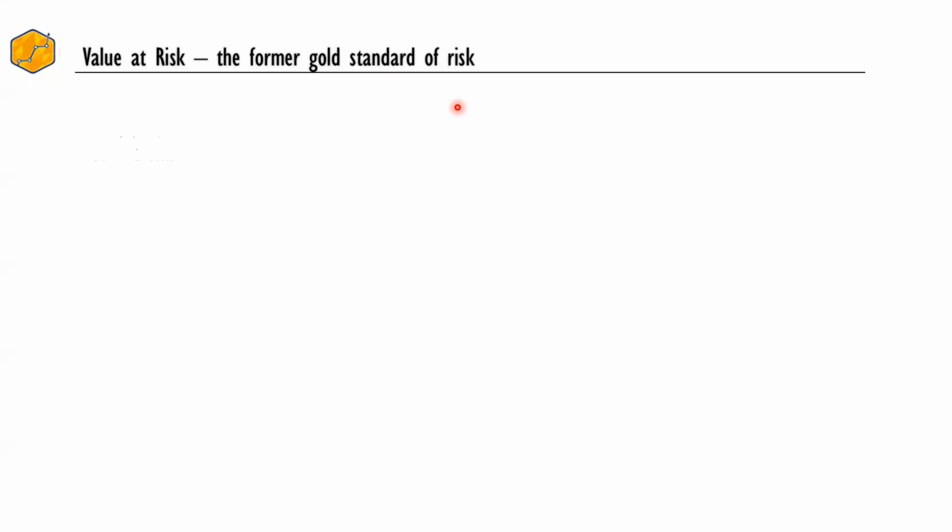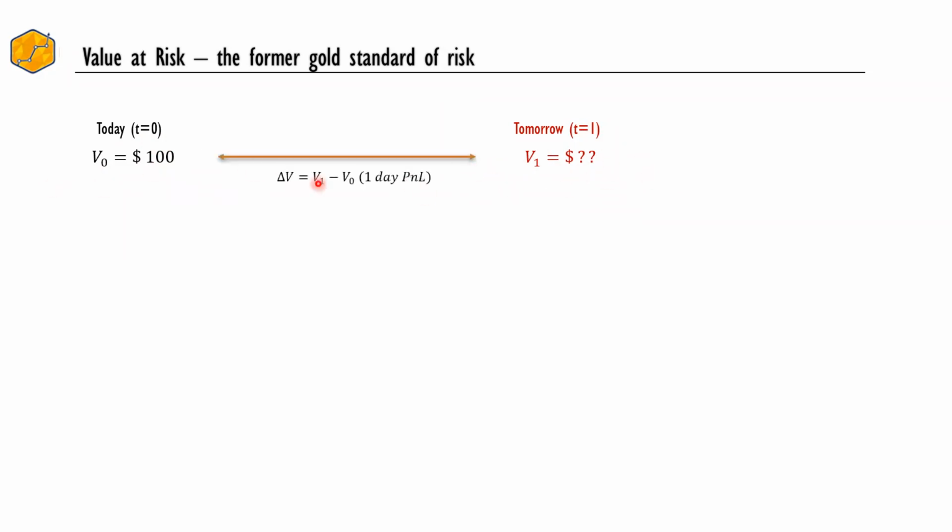What is value at risk? Let's say today the value of your portfolio is $100, and you're thinking about what the value of the portfolio will be tomorrow. It is a random variable; we don't know what it will be. It could be a portfolio or an instrument. Today it's $100, tomorrow, I don't know. The difference between the values is the P&L. If you're thinking of one day, the difference between V1 and V0 is delta V, which is the one-day P&L. It could be a profit or a loss, but standing at t equal to zero, this is a random variable.